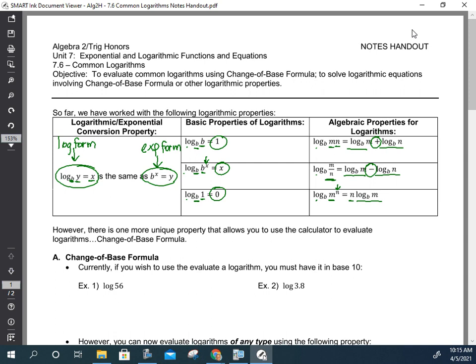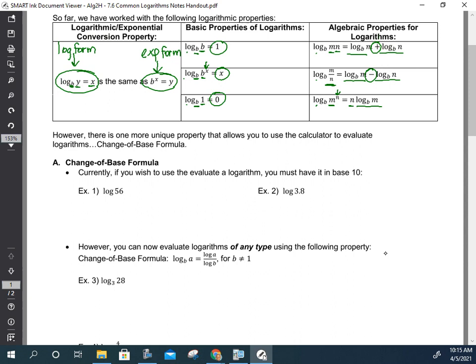All right. So there's one other property that exists that allows us to use the calculator. Now, all calculators are programmed to work with base 10. All calculators are automatically set to base 10. So remember, base 10 is the standard base. So if they give you log of a number, that's automatically log base 10 of that number. Our calculator is automatically set up to handle it.